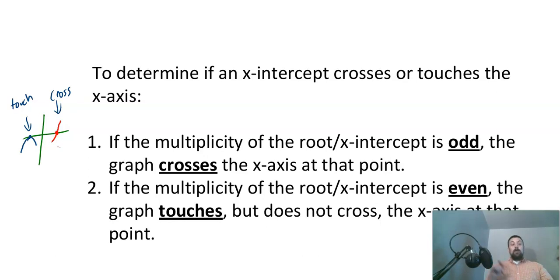And so we will know the behavior of the graph before we even start plotting points by looking at the multiplicity of the roots that are giving us our x-intercepts. Not only can we know that, we need to know that, because without that information, some of these graphs will be really difficult to draw. You won't really know what the shape should look like. The crossing and touching will help us figure out the shape of the graph. All right.